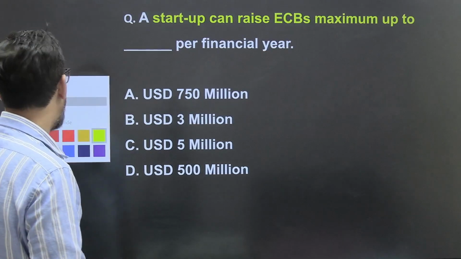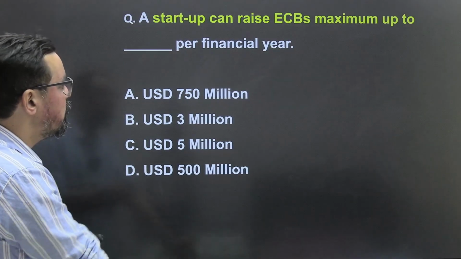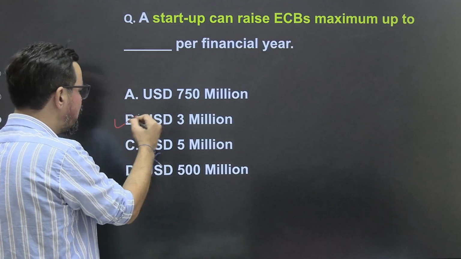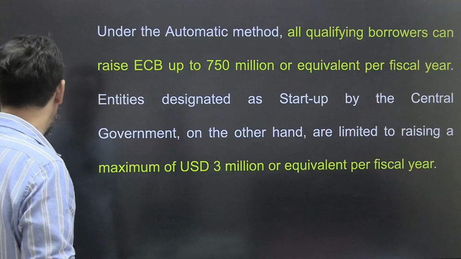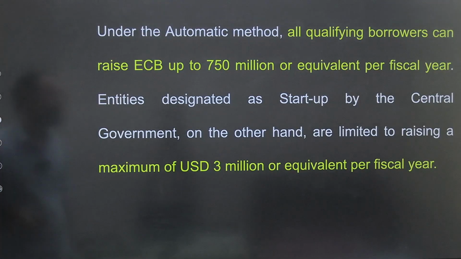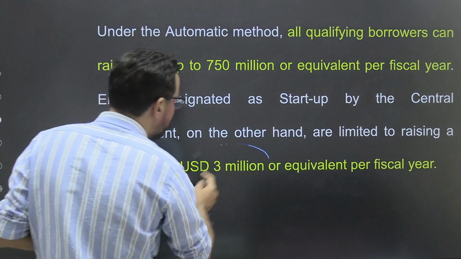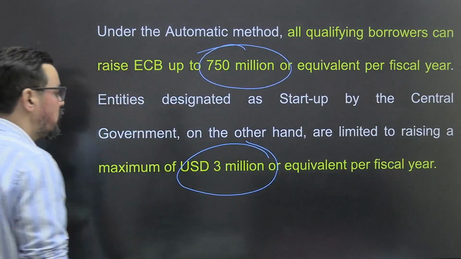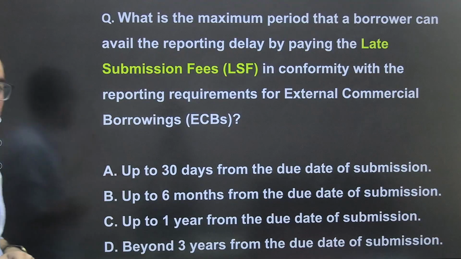A startup can raise ECB maximum up to, so how much? 3 million US dollar. Okay. So this is the limit for startups in the country. So under the automatic route method, all qualifying borrowers can raise ECB up to 750 million US dollar or equivalent per financial year. Entities designated as a startup can raise up to 3 million US dollars. So please do remember both. Equivalent means if they are raising in some other currency, it should be equal to 750 million US dollar. That is the upper limit maximum.